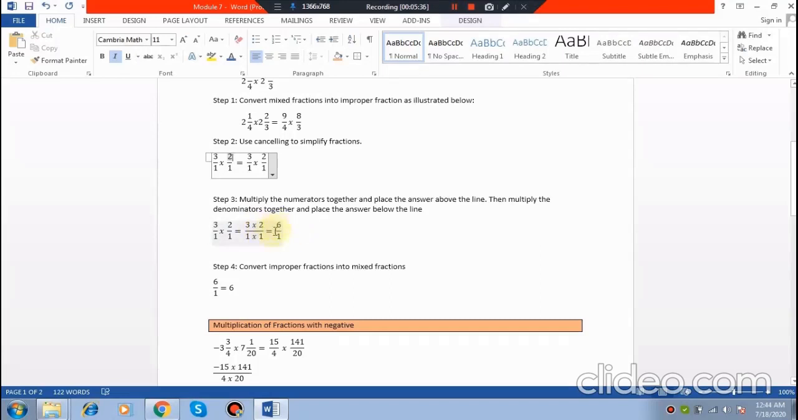So that gives us 6 over 1. So then the next step is to convert improper fractions into mixed fractions. 6 over 1, which is equal to 6, right?